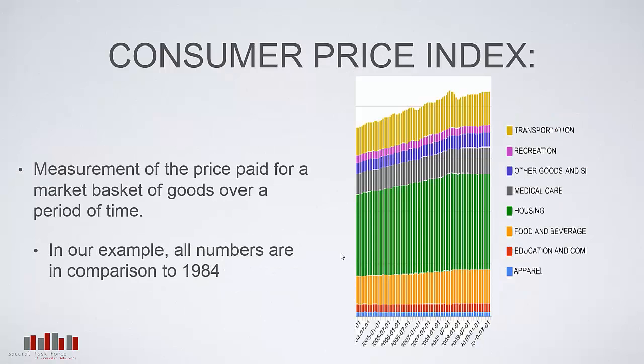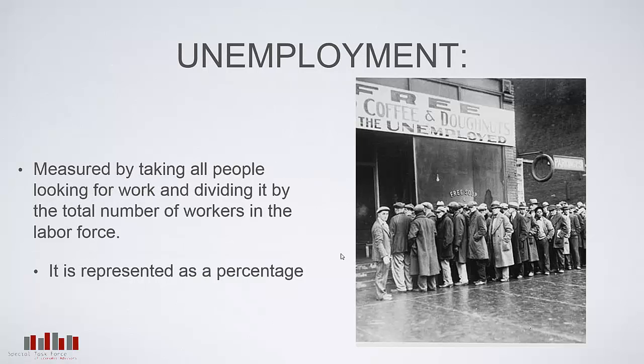Inflation, we use the consumer price index to help us measure that. It's a measurement of the price paid for a market basket of goods over a period of time. In our scenario, we do use 1984 as our base year. So 1984 will equal 100, and everything after and before 1984 is measured relative to that 100. So we have an idea of what is making up that consumer price index.